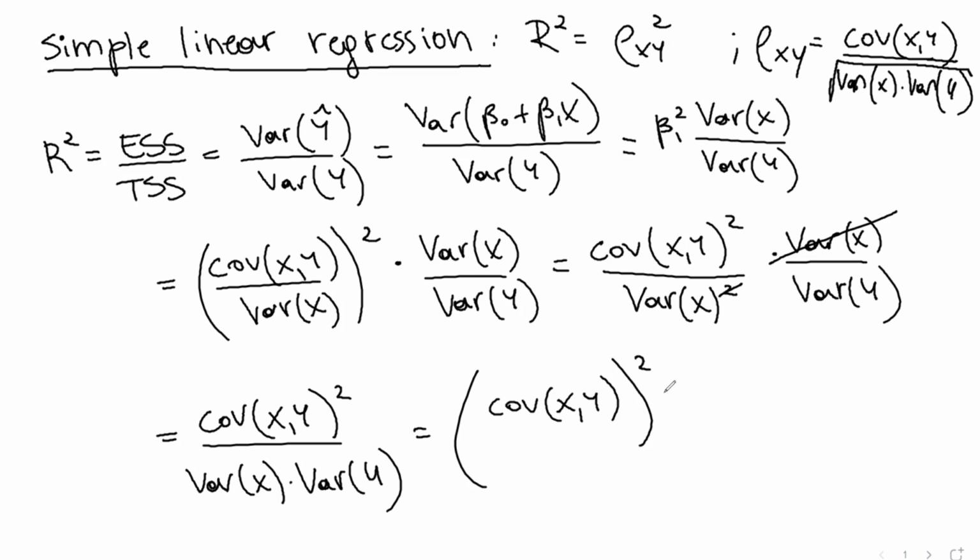And if we want to put the square outside of the parentheses, all that we have to do is take the square root of everything that is in the denominator, right? So it's going to have the variance of x times the variance of y, all square rooted. Which, if you notice, what's inside this parentheses is just the correlation coefficient between x and y that we wrote before. So this is the correlation coefficient between x and y, squared.